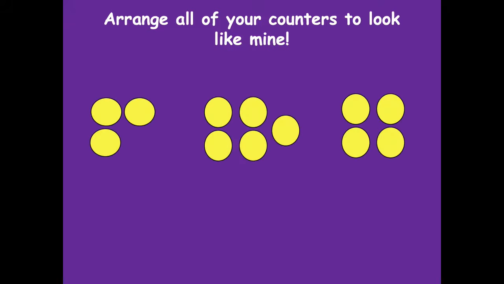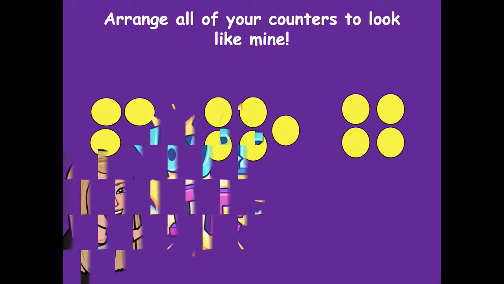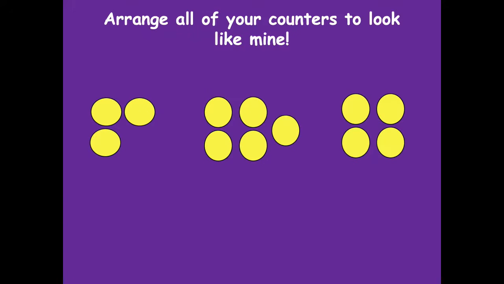Okay, so here's my example. So I would like for you to have 3 counters, then 5 counters, and then 4 counters. So go ahead and pause the video, make your counters look just like mine, and then click play when you're ready for the next step. All right, friends, pause if you need more time.